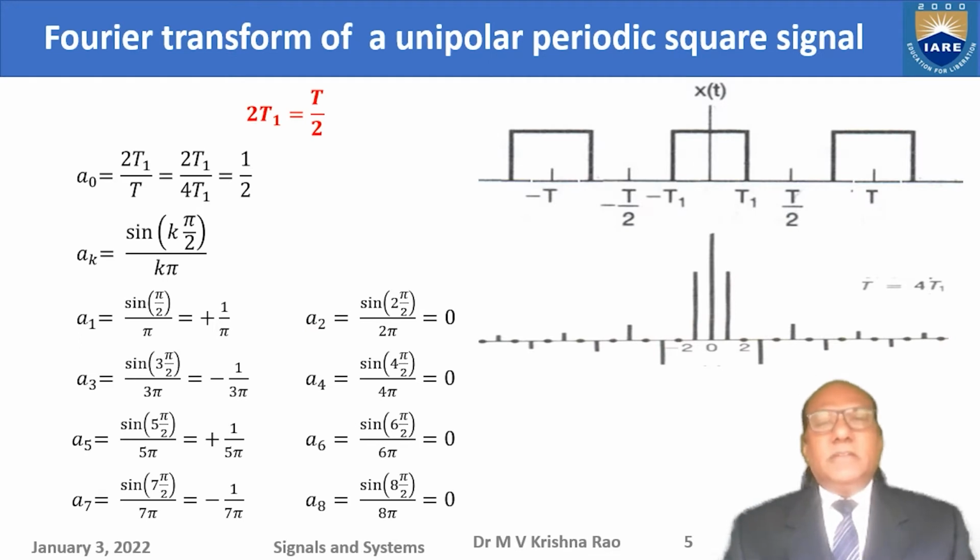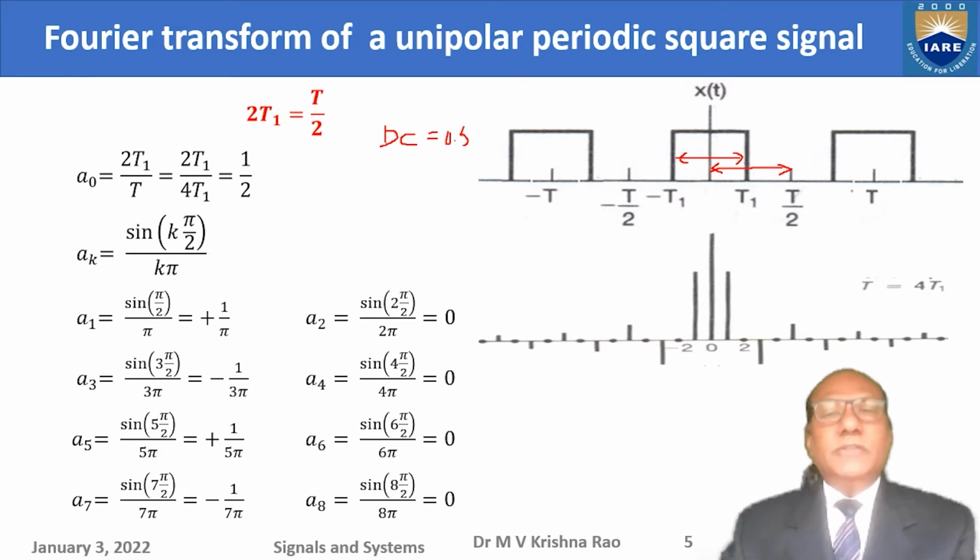So let us take this square wave now. In this square wave, we have 2t1. So this is 2t1. 2t1 is equal to t by 2, half the cycle. So the duty cycle is 50%. That is 0.5 duty cycle. I mean, DC I am using for duty cycle.